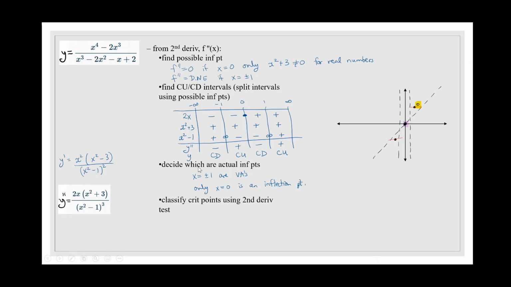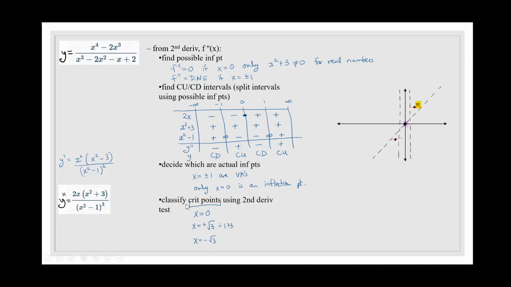Now, decide which are actual inflection points. Well, we have x equals 1 and -1. We know that these are the vertical asymptotes. And the only other point here is this one at x equals 0, which is an actual inflection point.